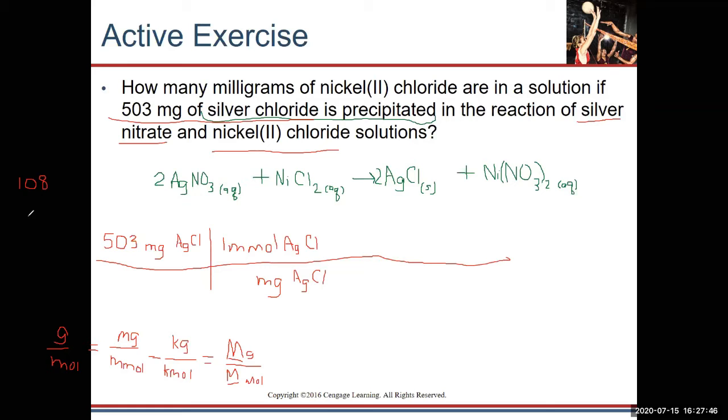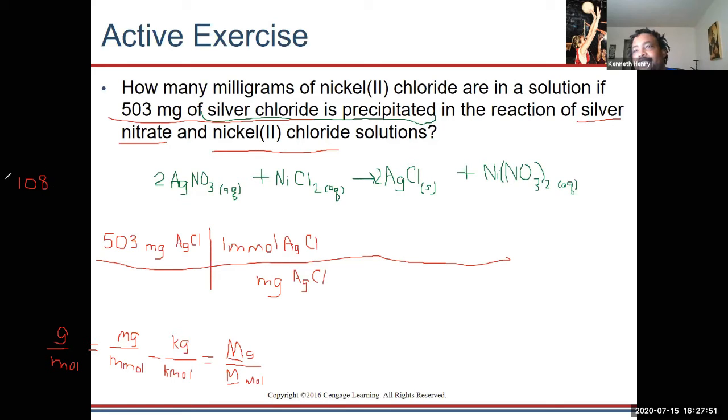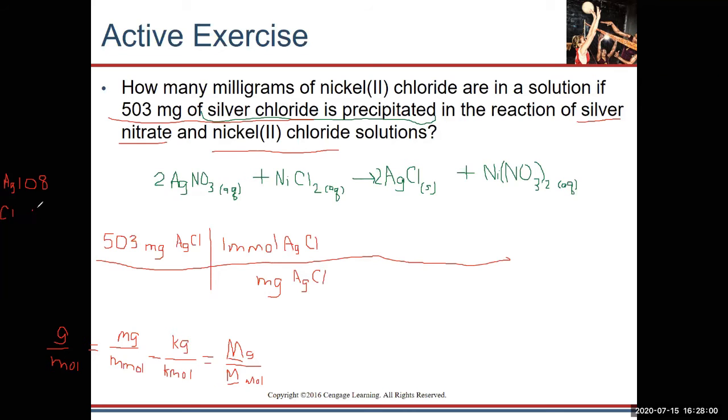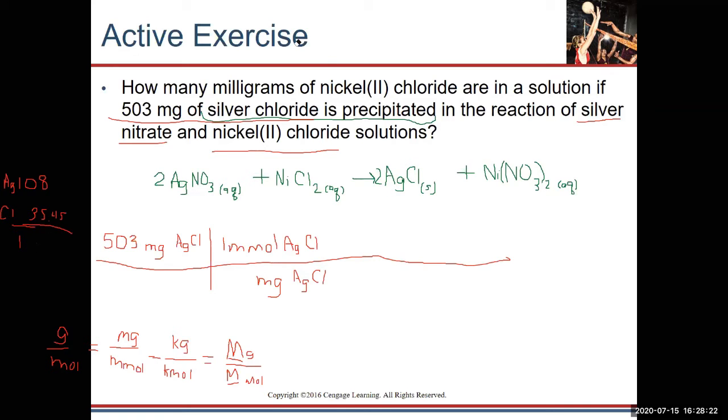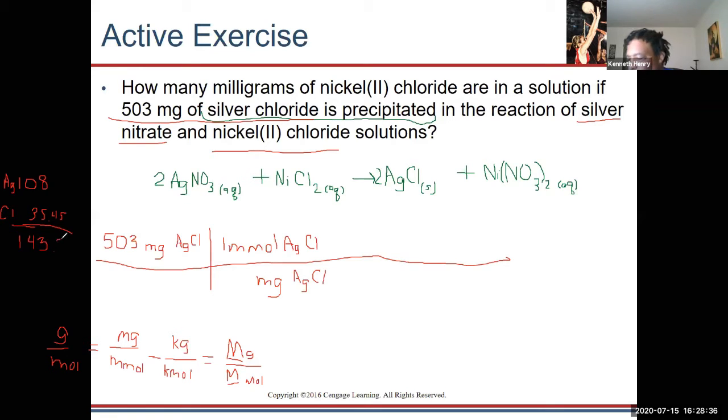Everybody talks over me. Okay, so we have 108. That's my silver, in the corner right over here. And then the chlorine is 35.45. So what is it? 143, it'll be 143.2, roughly about that. Grams per mole. So I could just put 143.2 milligrams.